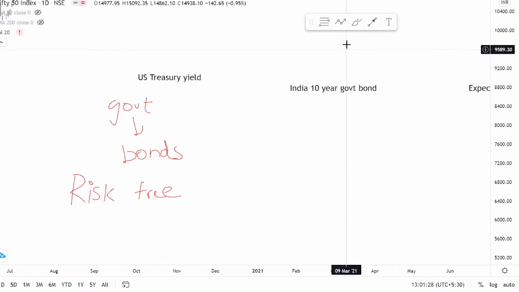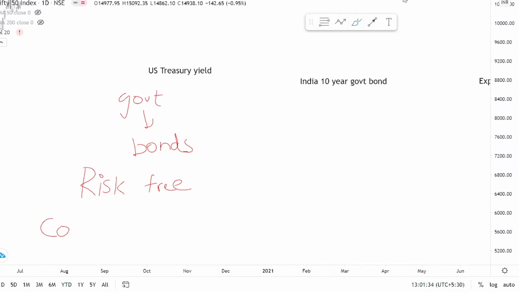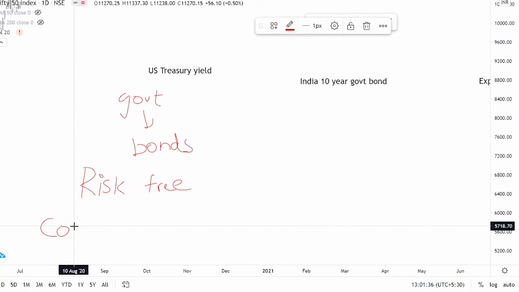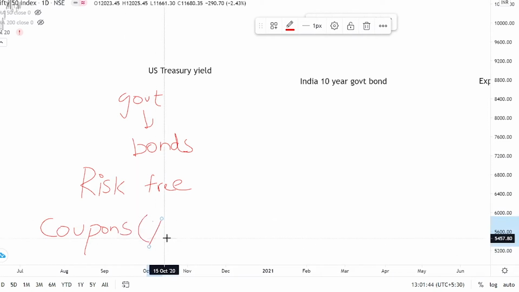These repayments are called coupon payments, or coupons in short. So these coupon payments are made as a percentage.